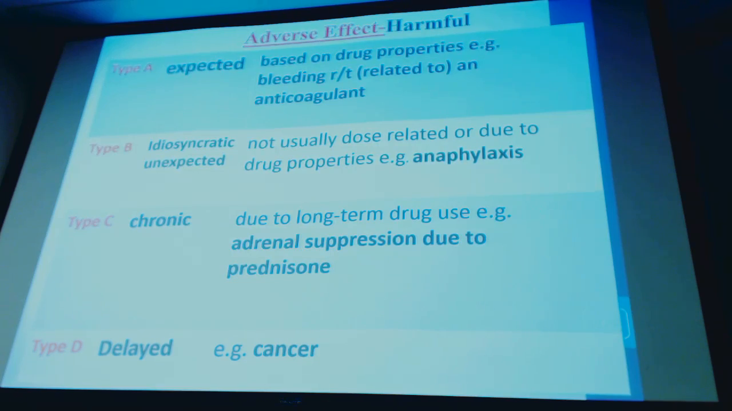And then there's a delayed adverse effect. When we give chemotherapeutic agents, there are some chemotherapeutic agents that it is known that within 10 or 20 years, there's a higher incidence of a different type of cancer caused by this chemotherapeutic agent. But it's a chance that we take.